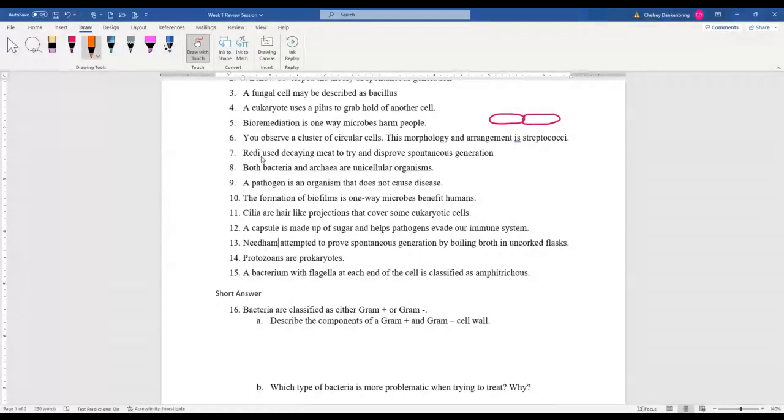All right, number 8, both bacteria and archaea are unicellular organisms. 1, 2, 3, go. Yes, there we go. Good, true. What else do bacteria and archaea have in common? Yes, Randy, good. They are both prokaryotes.